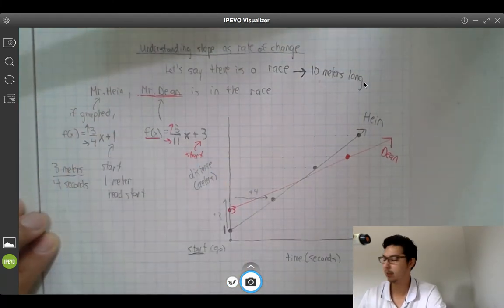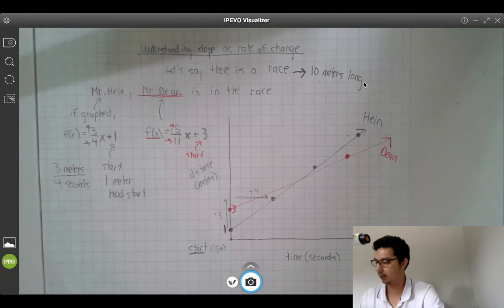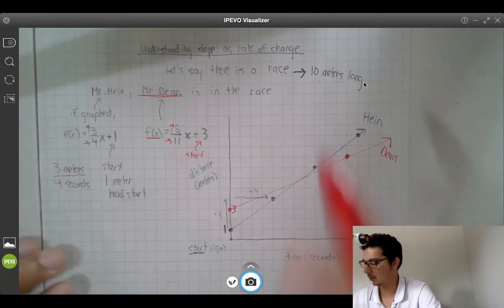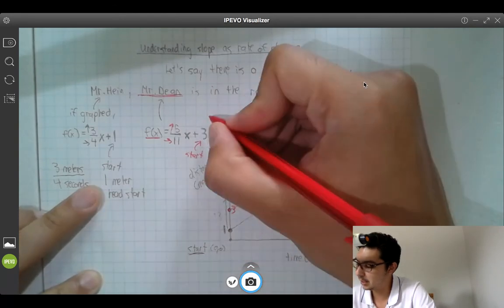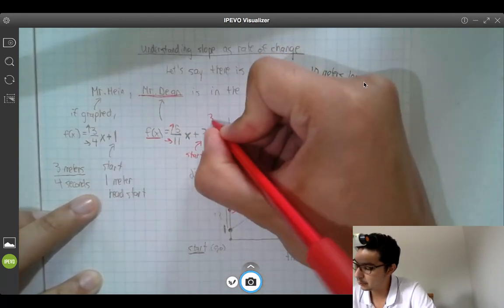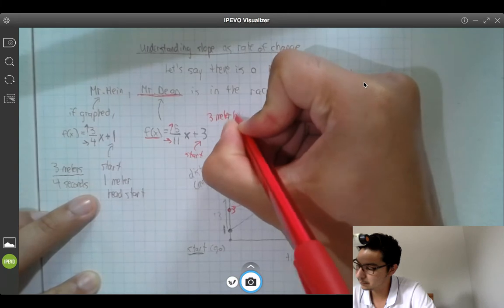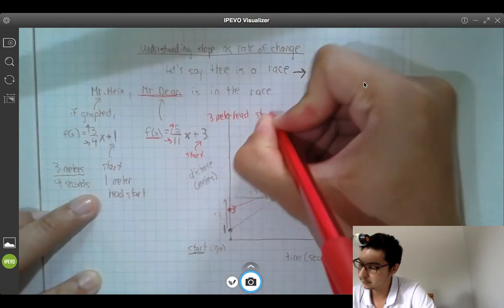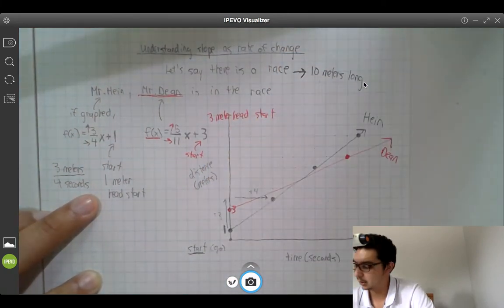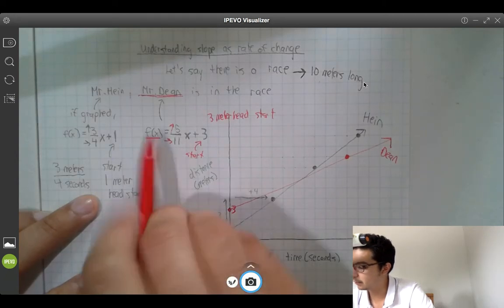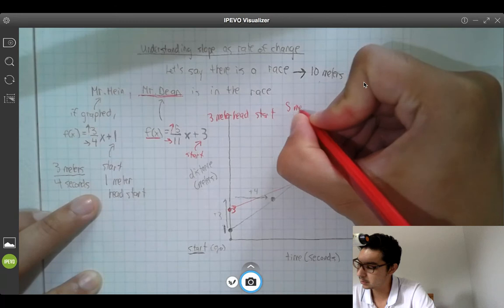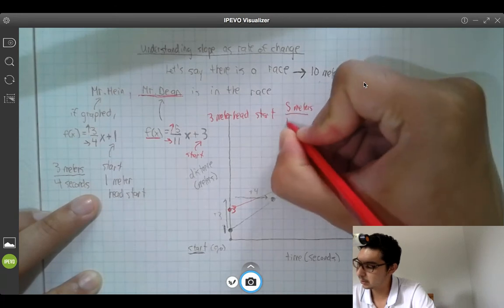Right. Similarly, if we look at Dean's, what's happening in the race here? Well, his 3 means that, where I got a 1 meter head start, he actually had a 3 meter head start. And he was going 5 meters because he was going up 5. So he was going 5 meters for every 11 seconds.